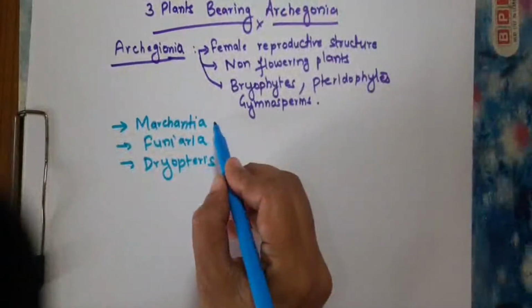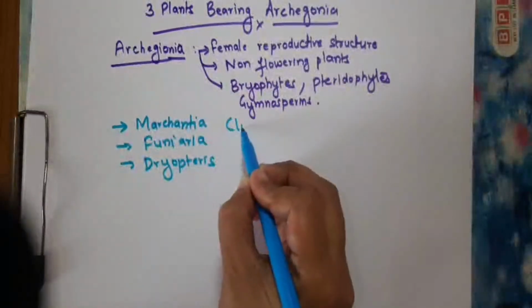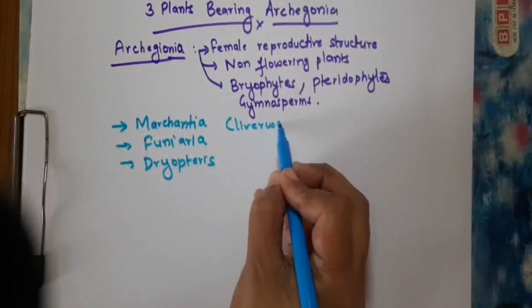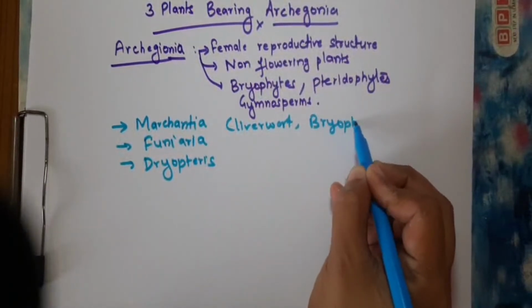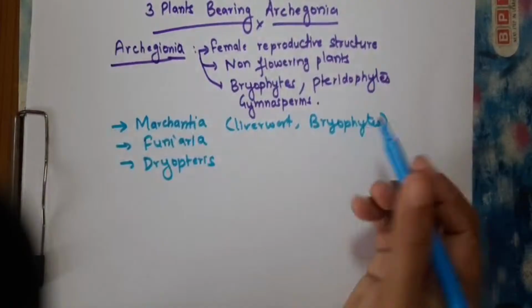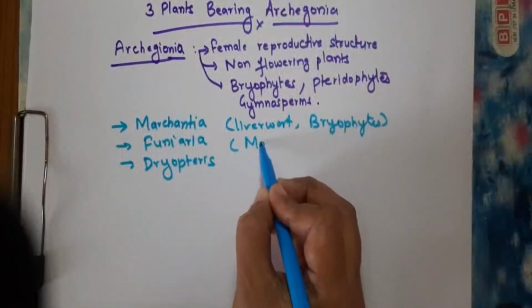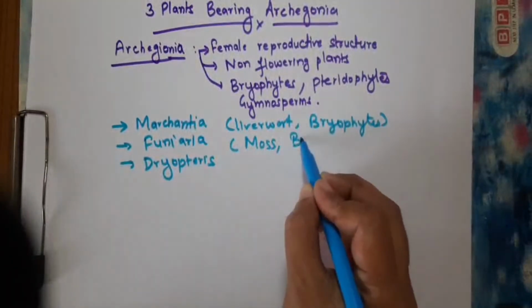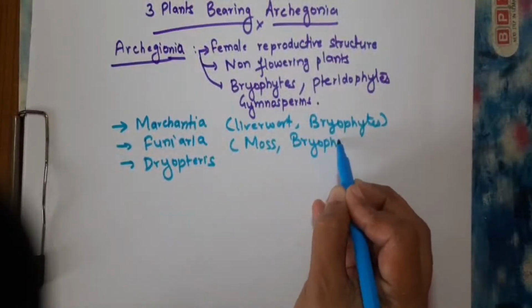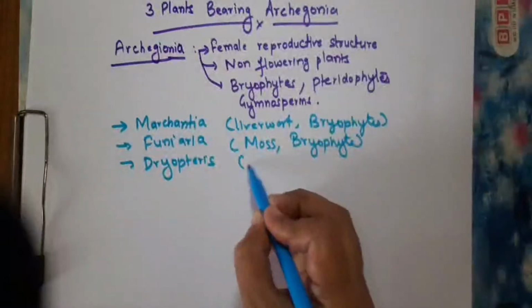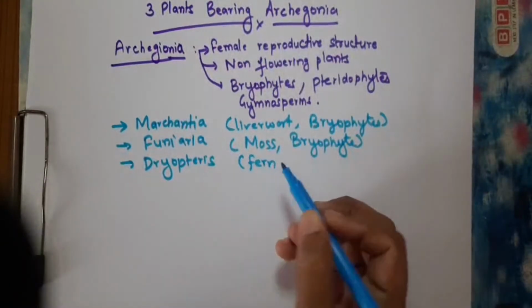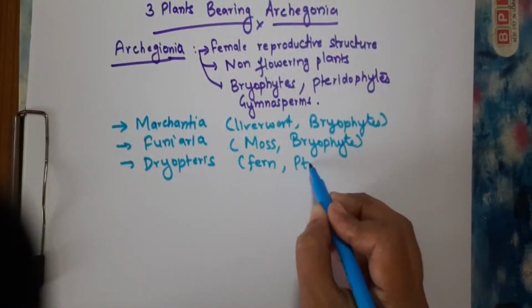Okay, so we all know that Marchantia is a liverwort, but broadly they are categorized under the bryophytes. Funaria is an example of the moss, that is also a bryophyte. However, Dryopteris is a fern and it belongs to pteridophyte.